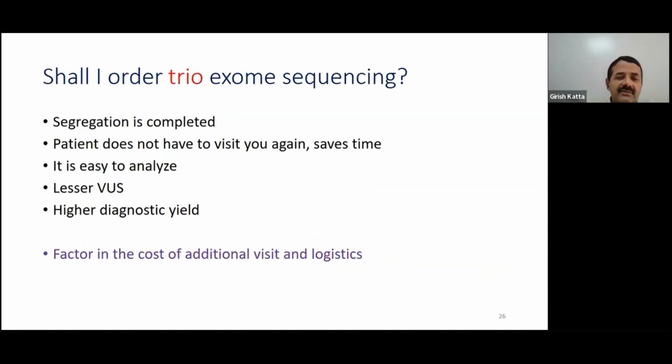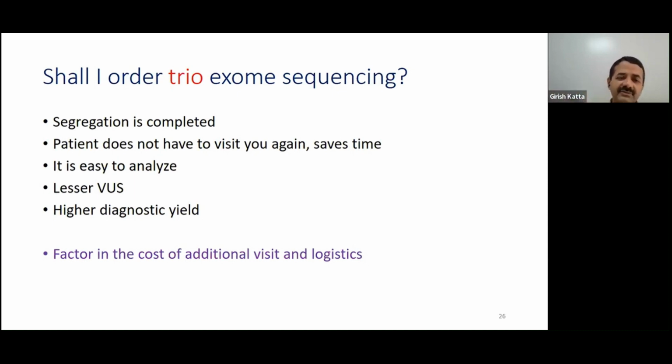A few questions I would like to address regarding trio exome sequencing. Should I order a trio or singleton? Please remember, most of the time we order singleton exome because of the cost. Otherwise, trio exome sequencing is always superior, if the patient can afford it. That is the test of choice because segregation in the father, mother, and child is completed, whether it is biallelic origin in an autosomal recessive disorder, or a de novo mutation in an autosomal dominant disease. These are sorted out in one go if you do a trio sequence.